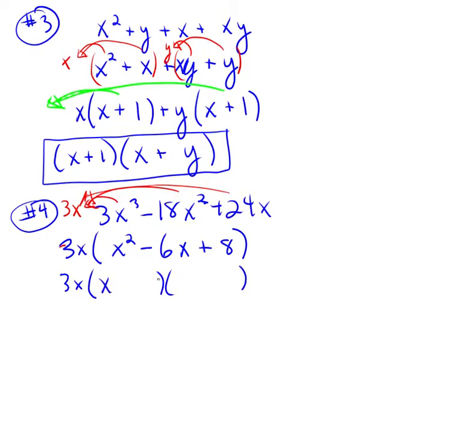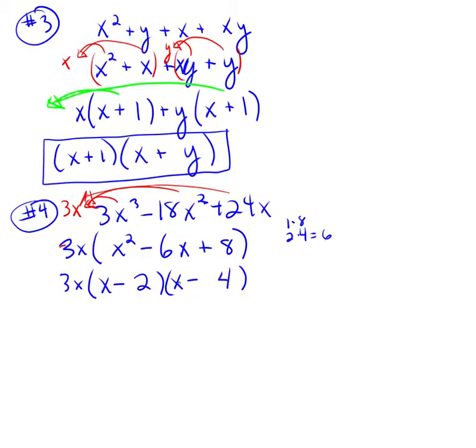So x and x. I know my middle term's negative, my end term is positive, so it has to be a minus minus, and my factor pairs are 1 times 8 and 2 times 4, because when I add those together I get 6. So that'll be a 2 and a 4.